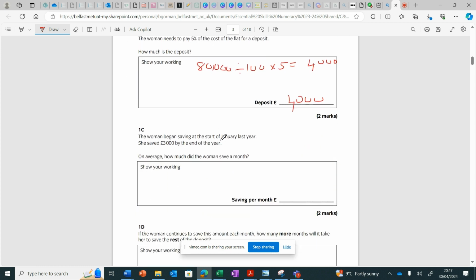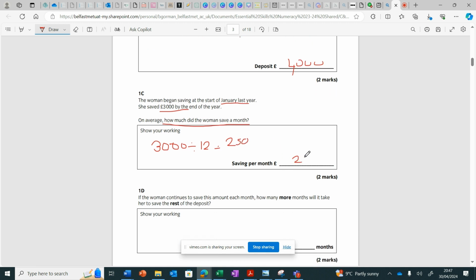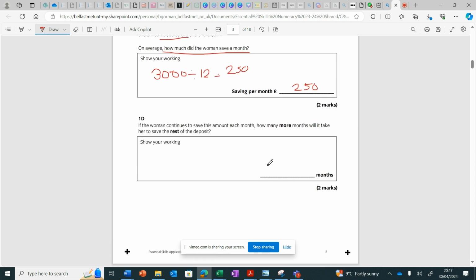Next, she begins saving in January. She saved £3,000. How much did the woman save a month? Well, she had £3,000 by the end of the year. Well, there's 12 months in a year. I'll divide that by 12. How much did she save on average? The average is everything you have divided by how many things there are, but there's 12 months in a year. So the average saved per month is £250.